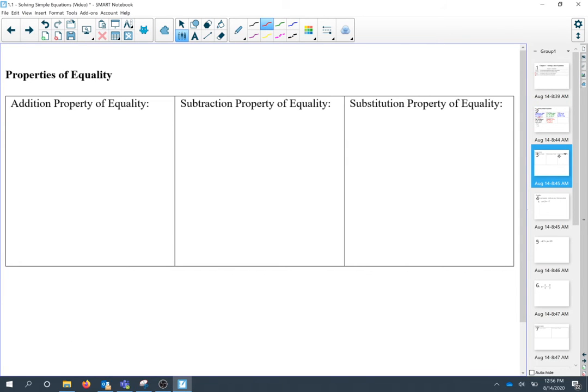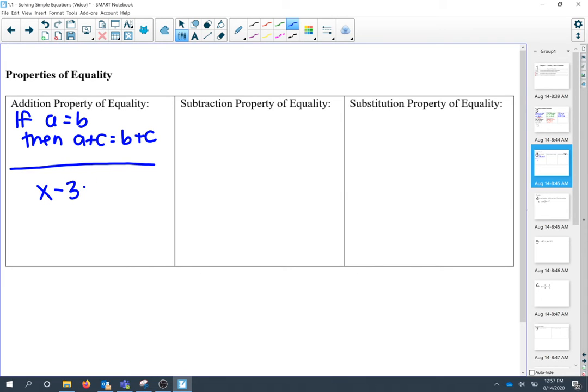Moving on to some properties, and these are the properties that we're going to use when we actually start solving our equations. So our first property is the addition property of equality. Algebraically, this is what it looks like. If A equals B, then A plus C equals B plus C. Now, what that actually looks like is something like this.